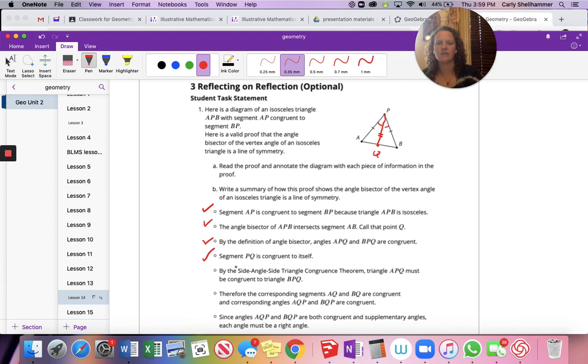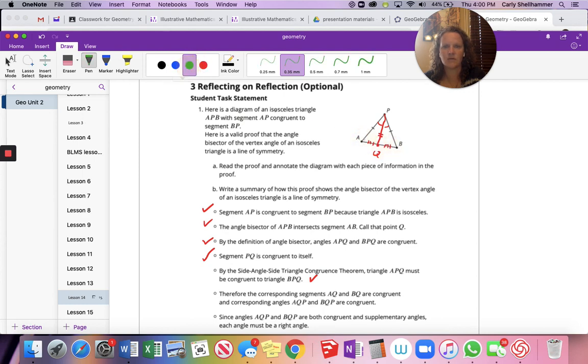By the side-angle-side congruence theorem, triangles APQ and BPQ must be congruent. Okay, we have angle, side, and side: angle, side, angle. So now we know that this piece is congruent and this angle is congruent.